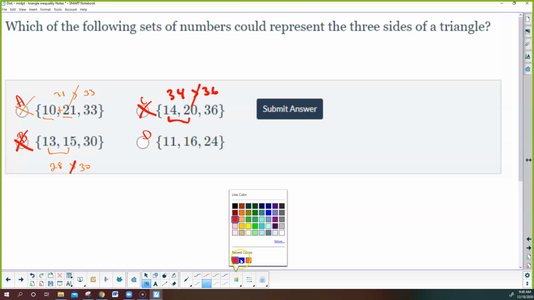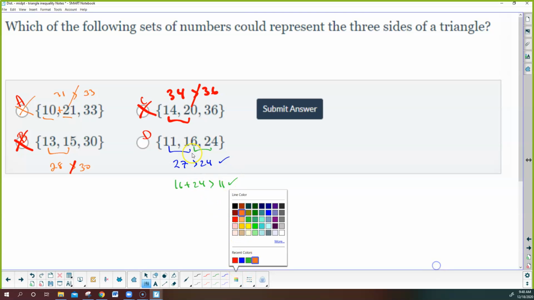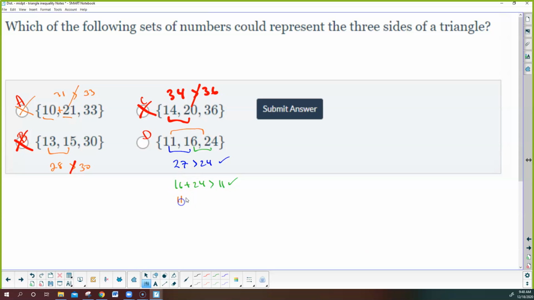So now I have to check, and we should confirm all the pairs. So right now, 11 plus 16 is 27. 27 is greater than 24. So that works. But I should also check the other pairs. So what about 16 and 24? That's definitely greater than 11, because if 16 is greater than 11, then adding more to it would be. And then the last piece would be 11 plus 24 has to be greater than 16, and since 24 is greater, we know for sure that that works.